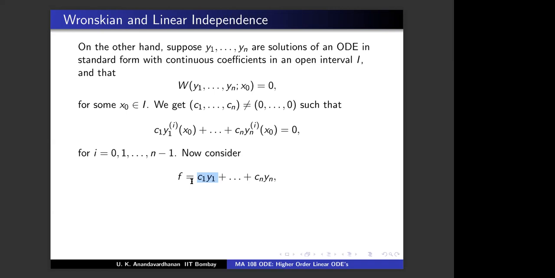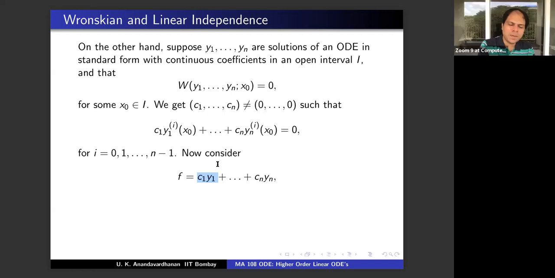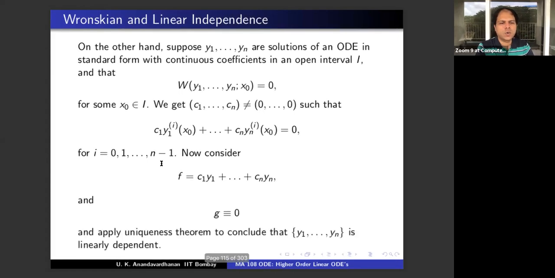Yes, sir. Okay, so I have written the proof slightly differently so that the proof for n is easy to write. And this is anyway a better proof. So why didn't I do it at that time? I wanted to show some difference between 2 and n in argument. This proof also works for n equal to 2. So consider this function and g identically 0 and apply uniqueness theorem to conclude that these are linearly dependent.